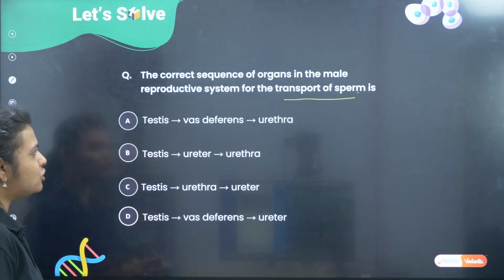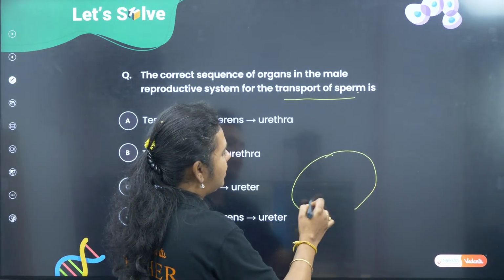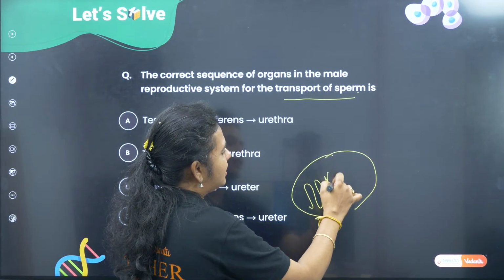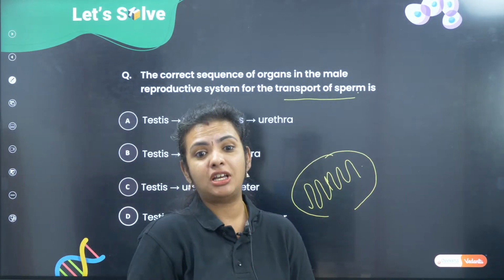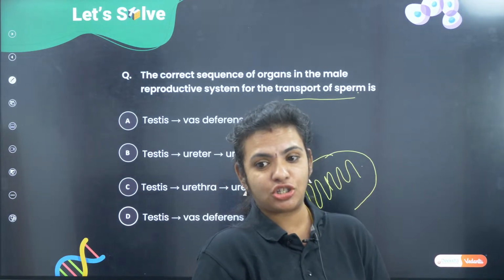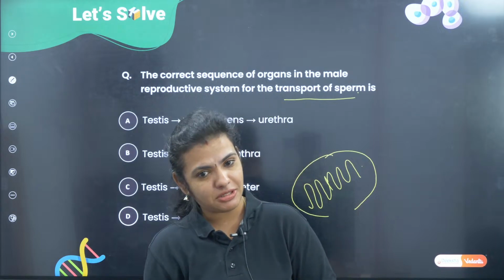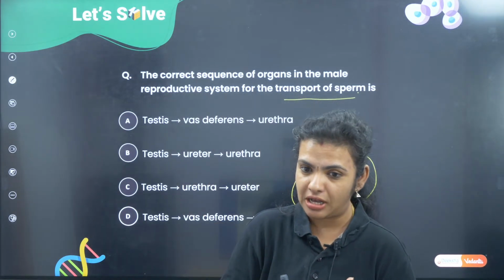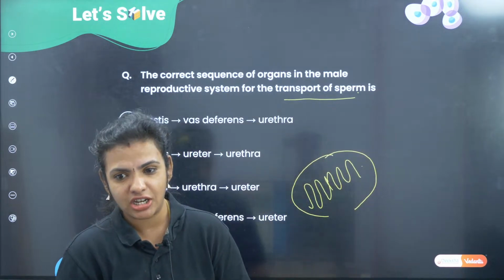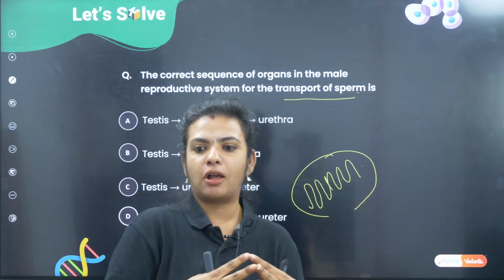Let's see. Inside the testis, there are going to be cells, correct? There are testicular lobules inside which there are seminiferous tubules. Seminiferous tubules have Sertoli cells and germ cells, correct? Germ cells are going to produce the sperm. Sertoli cells are going to give nourishment to the developing sperms. Okay. All right.